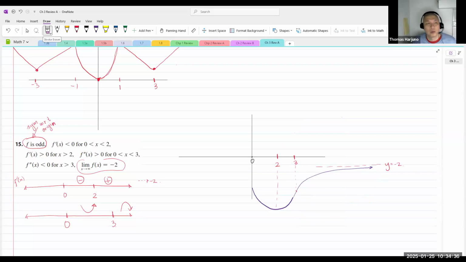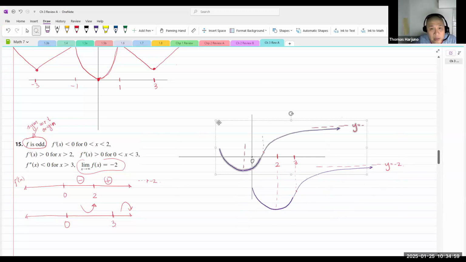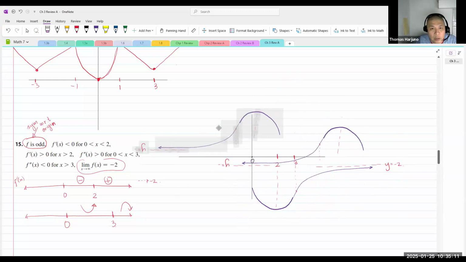Okay, now, because this is an odd function, I will grab this guy here and then copy, paste, and rotate. Yeah, it's like this then, huh? Okay, and then move it this way then.